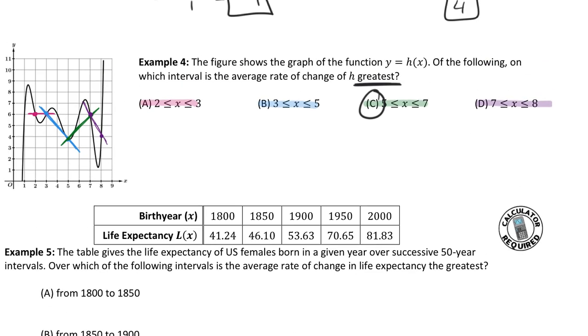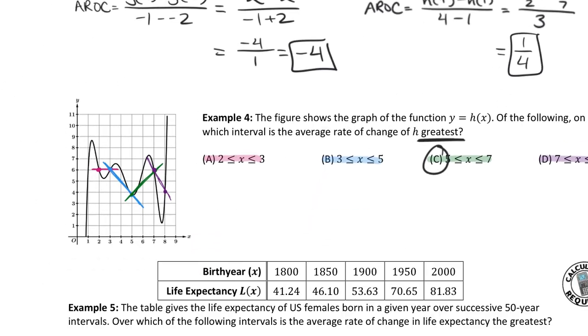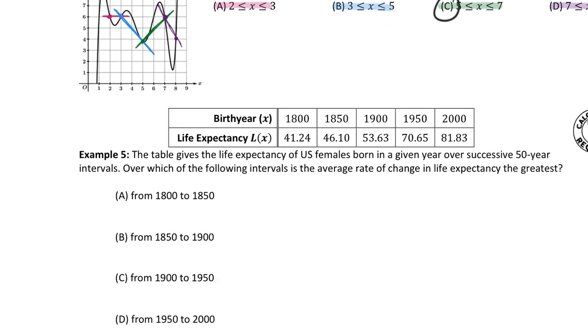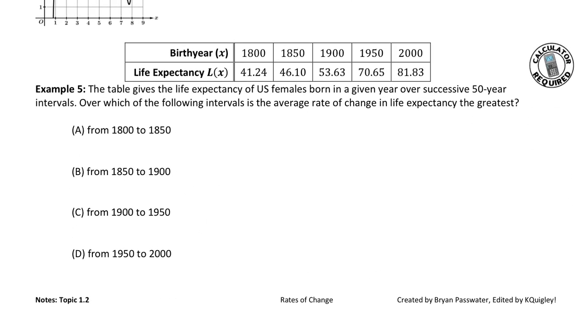So if we think about it, so far I've given you an equation, I've given you a graph, and now I've given you a table. All of these multiple representations, we can find the average rate of change for the different values. This question says, the table gives the life expectancy of U.S. females born in a given year over successive 50-year intervals. Over which of the following intervals is the average rate of change in life expectancy the greatest? So we need to calculate the average rate of change for each of these values.